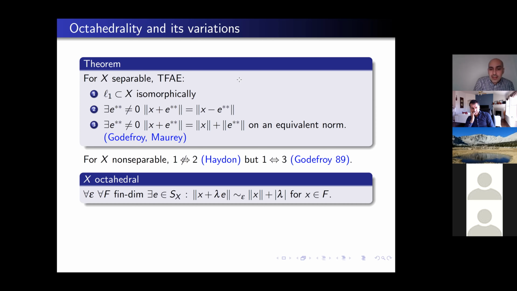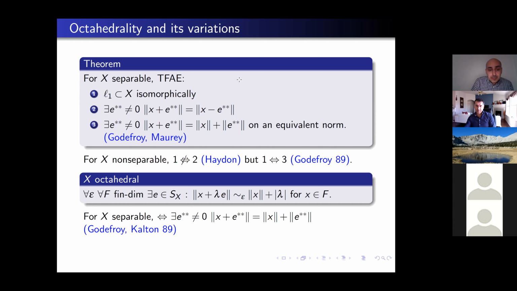In this definition of octahedrality that doesn't call on the double dual, you need to put some epsilons to make it work. I'm not going to talk about octahedrality itself, but let me say that for a separable Banach space, this definition of octahedrality is actually equivalent to this condition 3 I have above for a norm in the space, that there is an element in the bidual such that the norm adds up when adding elements of X.